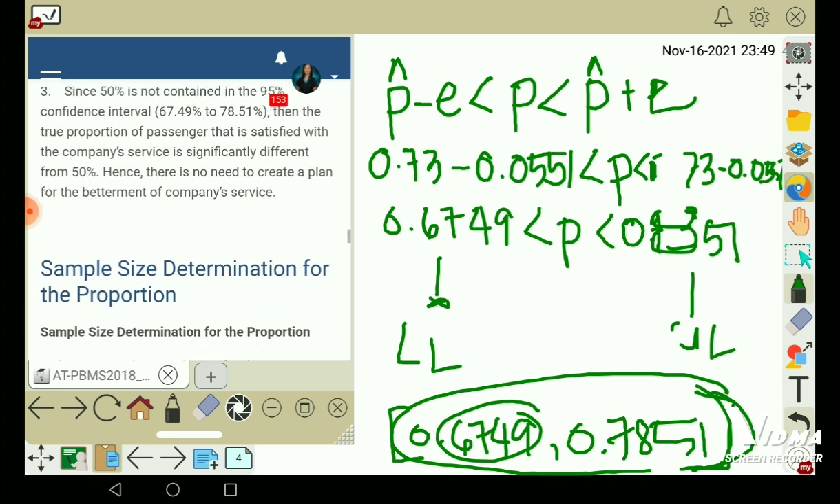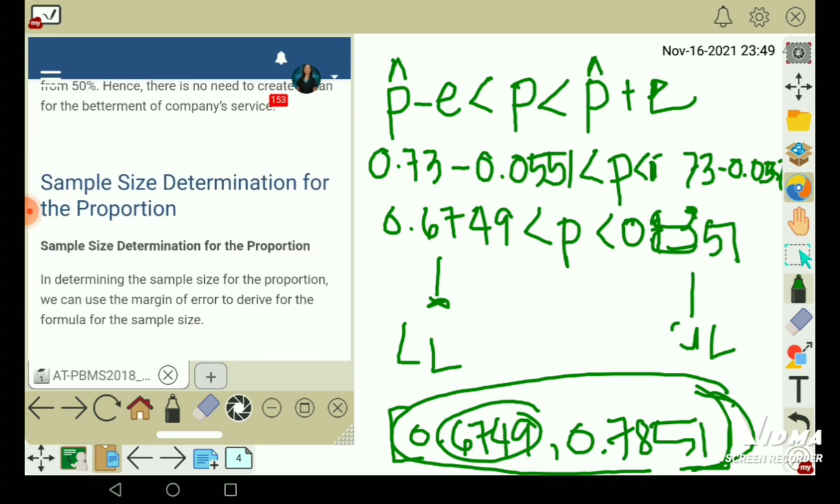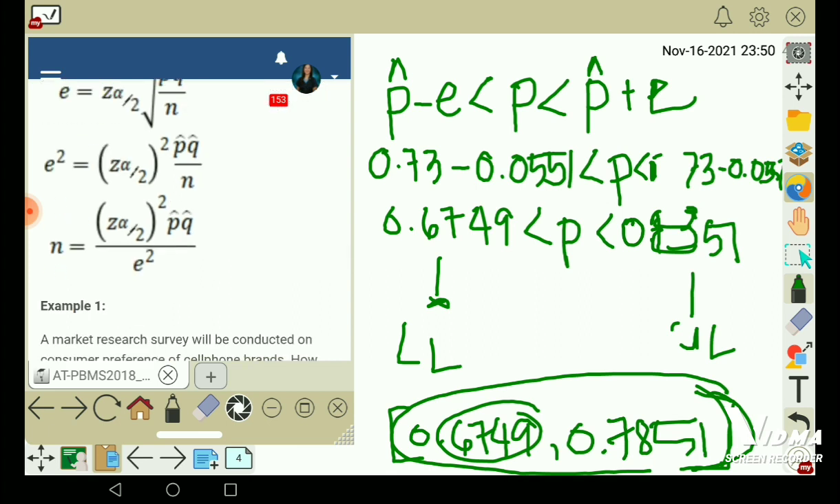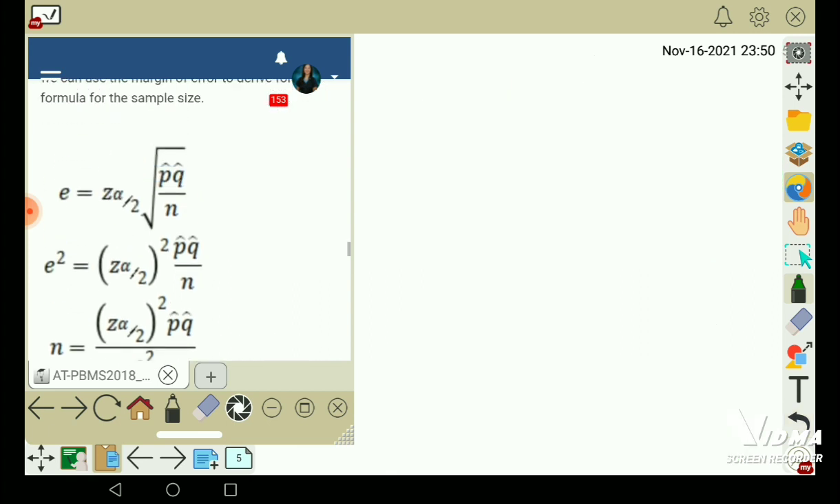Okay, now take note, in our lesson 7 we also discussed sample size determination. That's the second one, because the first one we have already discussed is sample size determination using Slovin's formula. This time we are going to learn sample size determination using proportion. Okay, now take note of our formula here.